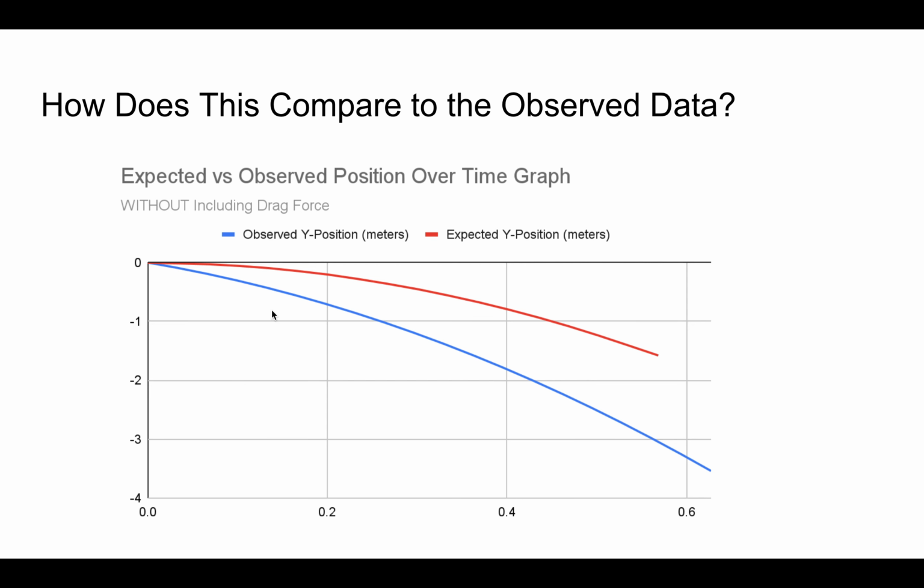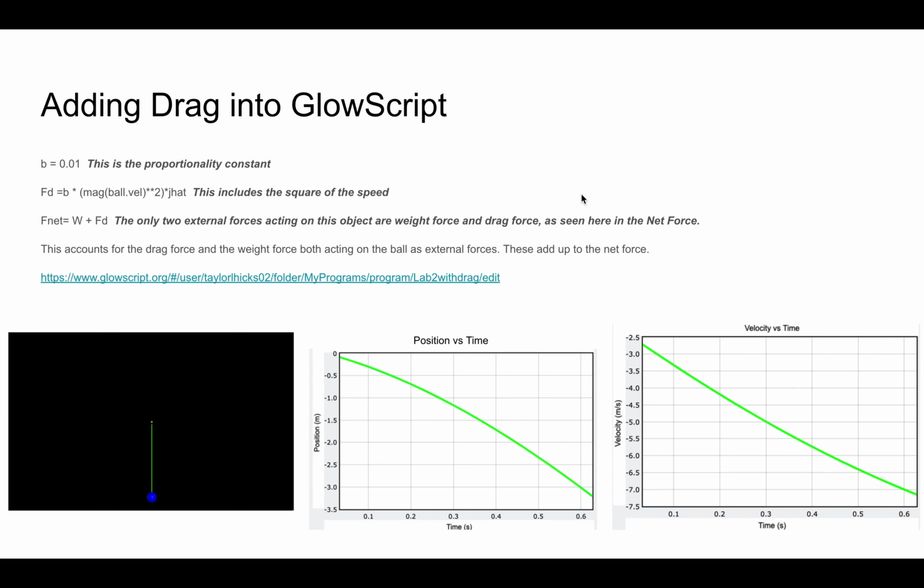When I plotted all the data points from the GlowScript code and the observed data, you can see that it's not a very accurate depiction of this motion, so we will need to add drag force. In adding the drag force into GlowScript, the only changes made were adding the proportionality constant, b equals 0.01, and the drag force, which is b times the magnitude of the velocity squared times j hat, which includes the square of the speed, and then net force is weight plus drag force. Those are the only two external forces that act on this object as it falls.